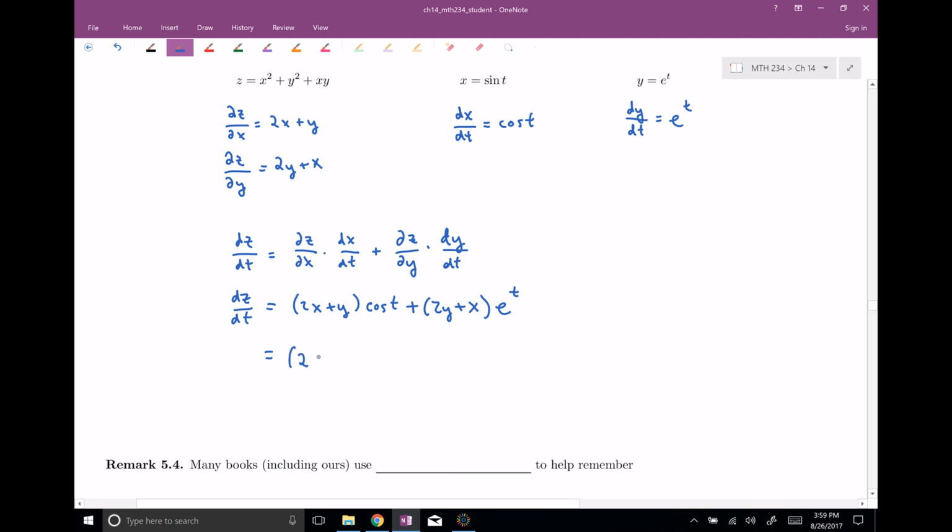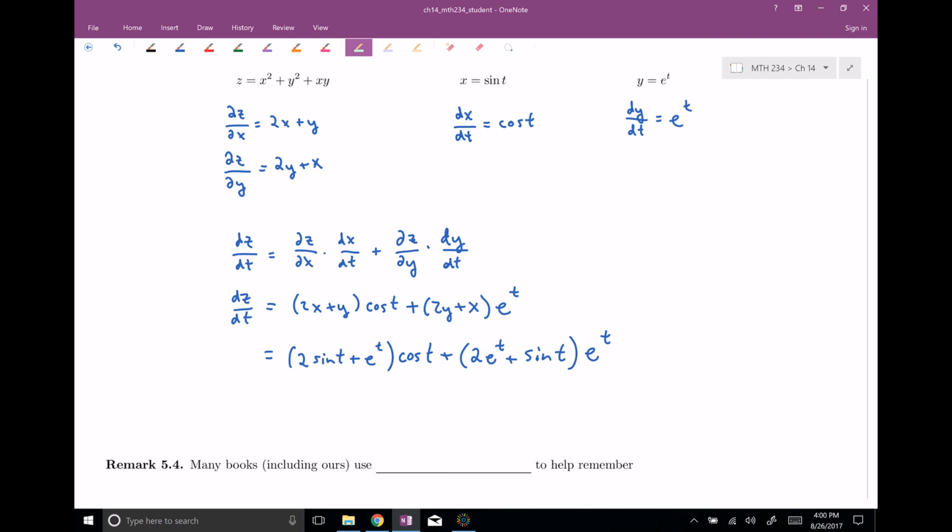So 2x plus y times my cosine t, again I'm just substituting in here, plus 2y plus x times e to the t.